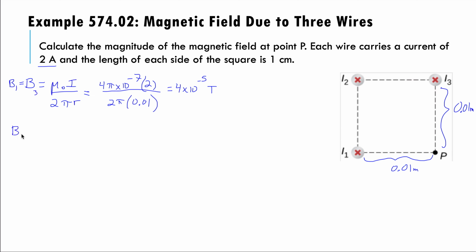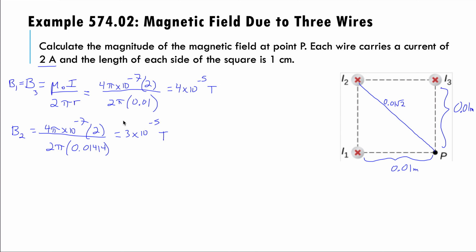For B2, the difference to find the magnitude is that the distance is different. We now have the hypotenuse of the right triangle, which is going to be 0.01 times square root of 2 for the hypotenuse, which is 0.01414. We can plug that into this expression here. We're going to have 4 pi times 10 to the negative 7 times 2 amps over 2 pi times 0.01414. And that's going to give us 3 times 10 to the negative 5 teslas.